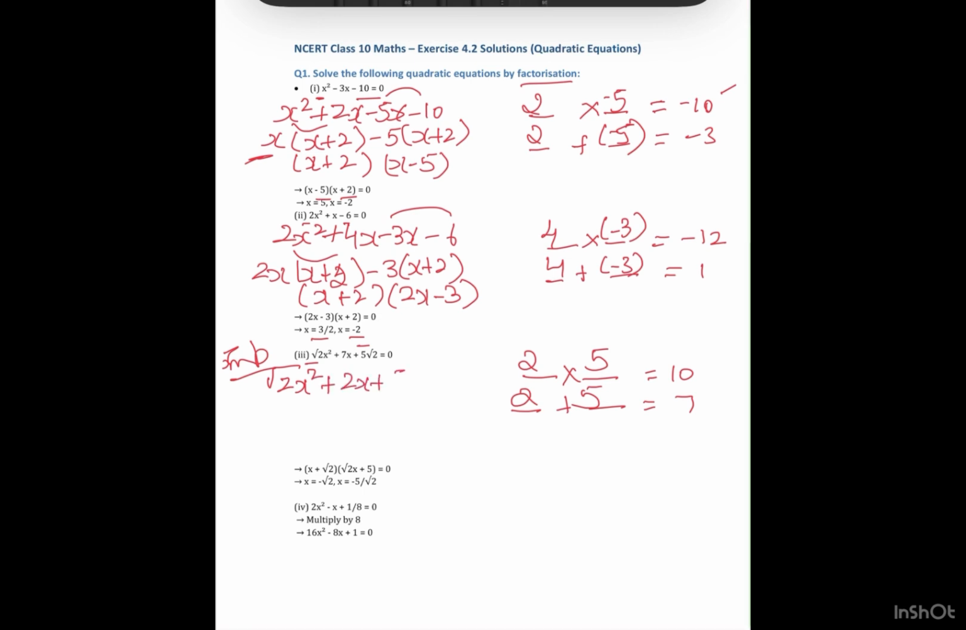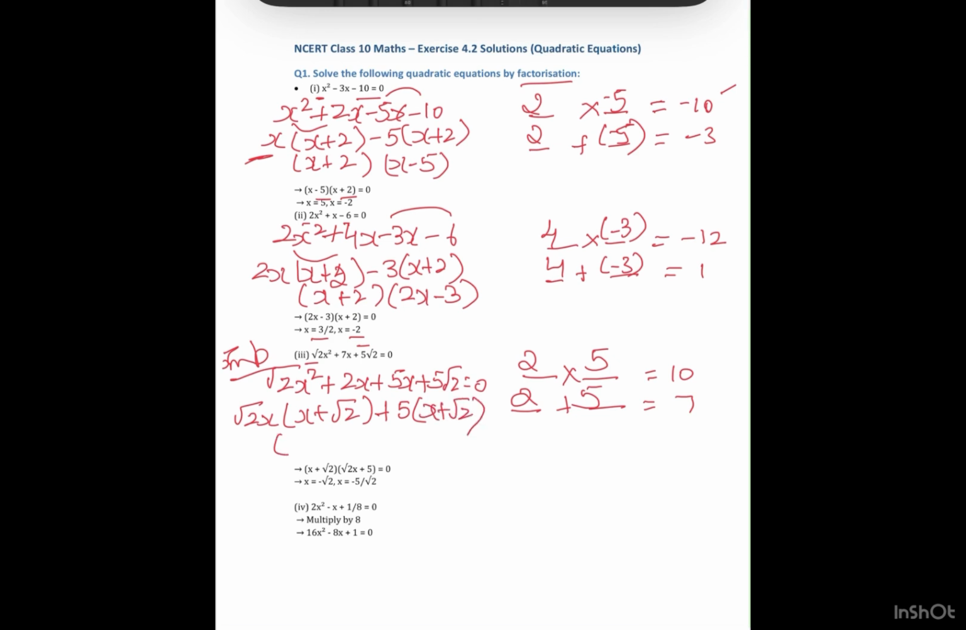7x would be split as 2x plus 5x. The last term would be written the same, 5 plus 5 root 2. From the first two terms, we'll take out root 2x common. In the bracket we are left with x plus root 2. From the last two, we'll take out 5 common. So in the bracket, we are left with x plus root 2.